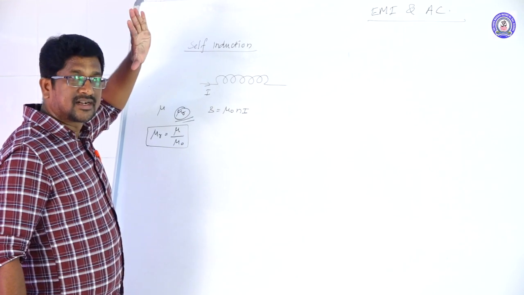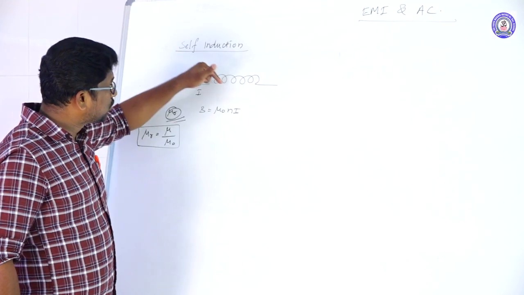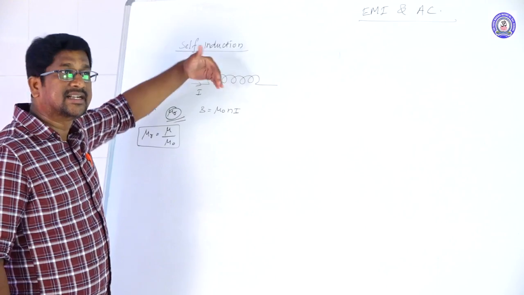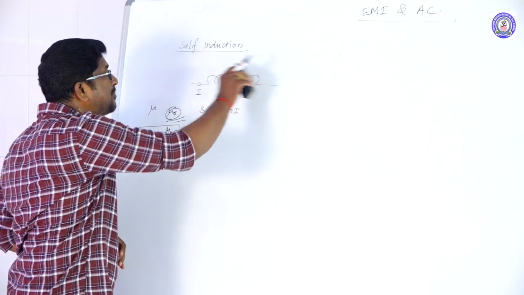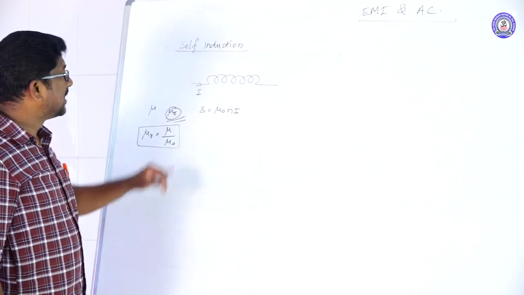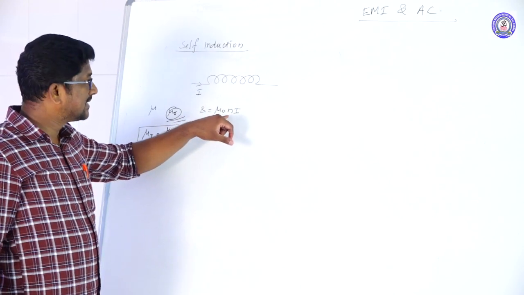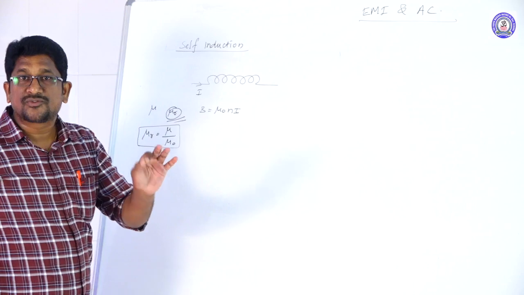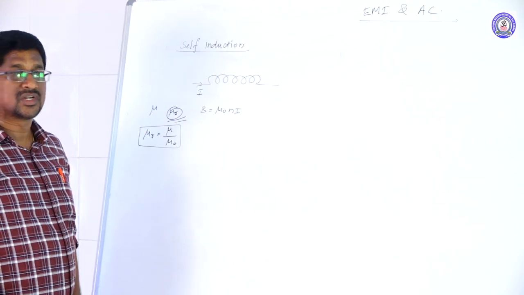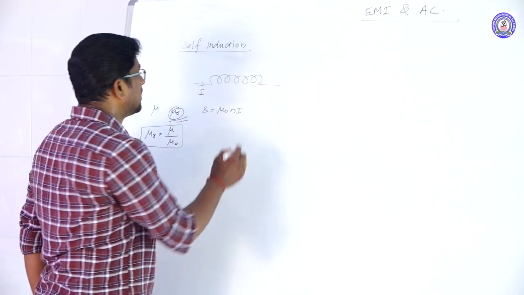It carries an electric current I. When electric current flows through the coil, a magnetic field is produced inside it. The magnetic field at any point inside the solenoid is given by B is equal to mu naught N I. Mu naught is the permeability of free space, and N is the number of turns per unit length of the solenoid.